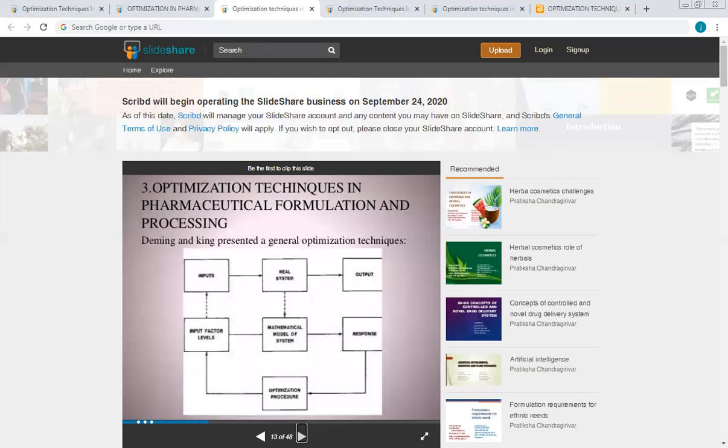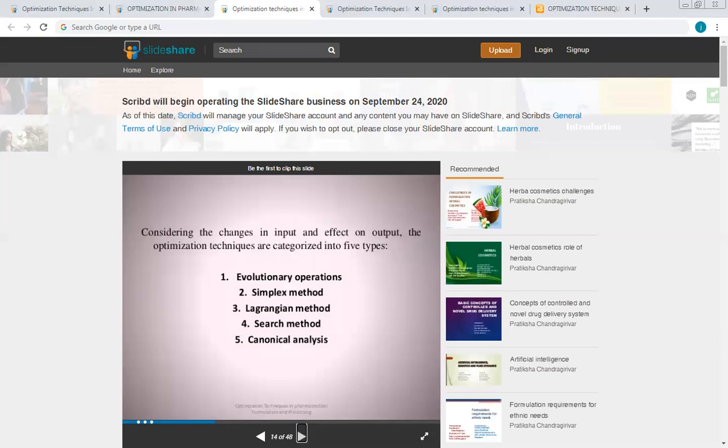Optimization technique in pharmaceutical formulation and processing. Box and Wilson presented a general optimization technique. Considering the change in input and effect on output, the optimization techniques are categorized into five types. The first one is evolutionary operations, the second one is the simplex method, the third one is the Lagrangian method, the fourth one is the search method, and the fifth is canonical analysis.